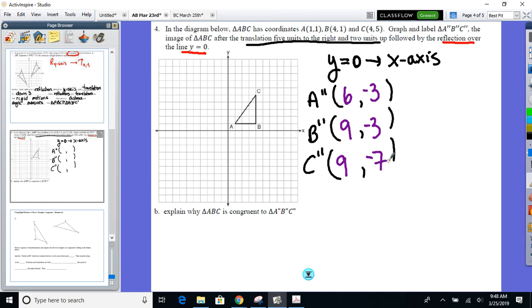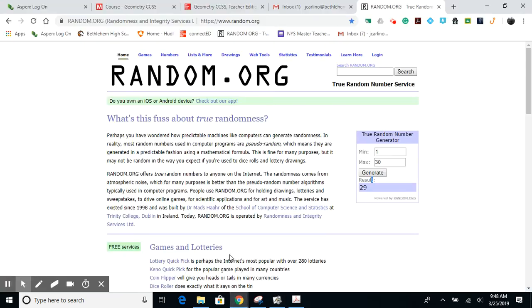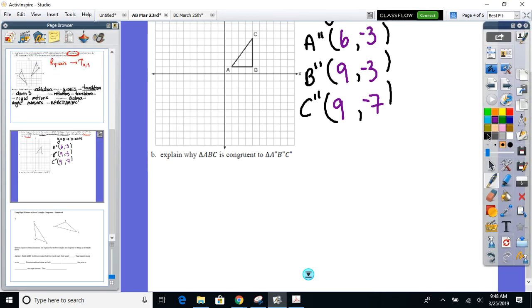Explain to me why they're congruent. Okay, no more blanks for you. 25 in the house. All right, what'd you do first? You got to tell me what you did. Triangle ABC is translated right 5 and up 2. Okay, yep. So it's already been done.